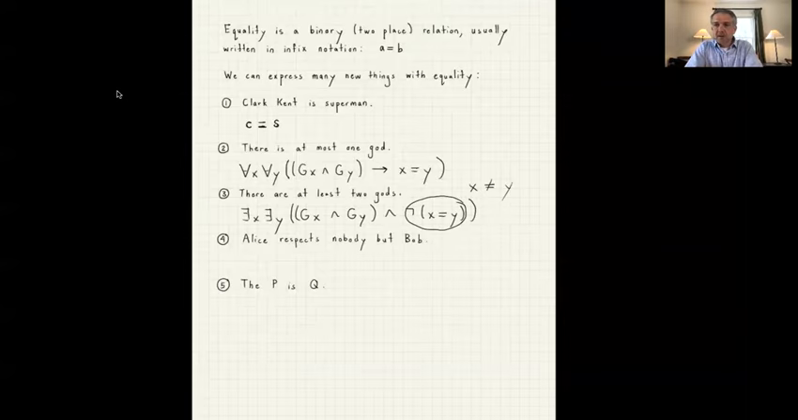Okay, so let's just do a couple more examples on this page. Then the next thing we'll do is learn how to do proofs with equality. So now, the next one, number 4: Alice respects nobody but Bob.